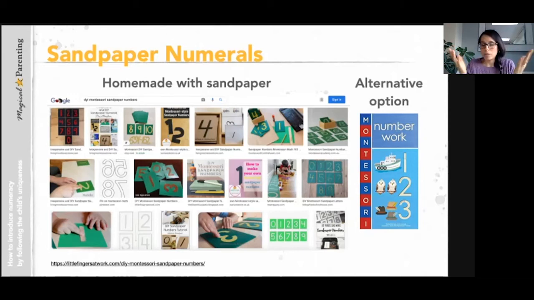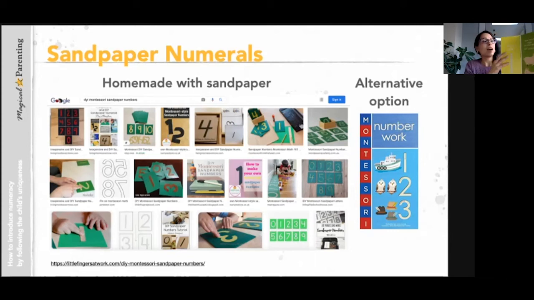and there you have your sandpaper numbers. Another option that is very cheap, and is only like £6 on Amazon, is this one. It is a number workbook where you have the numbers that you can feel with your finger. It's not the same feeling as the sandpaper numbers, but you can still feel it.